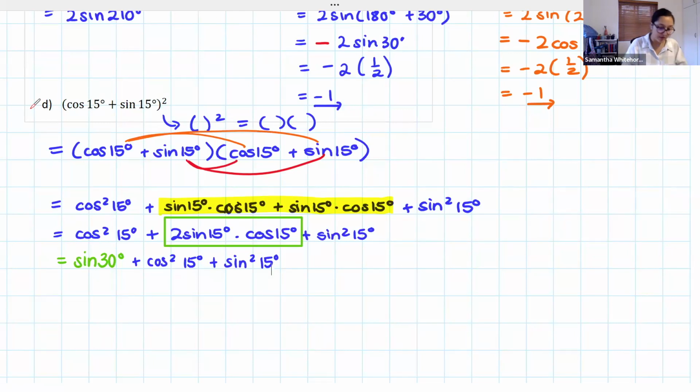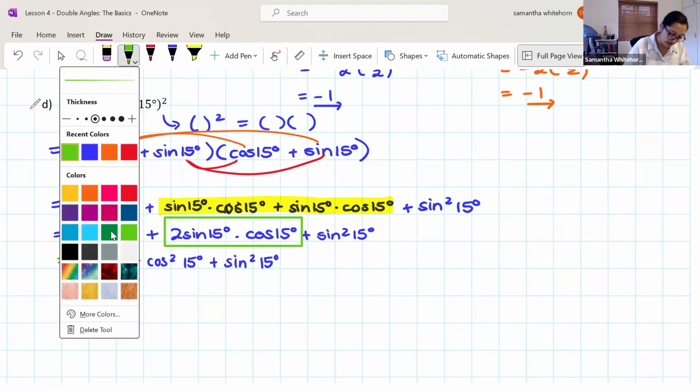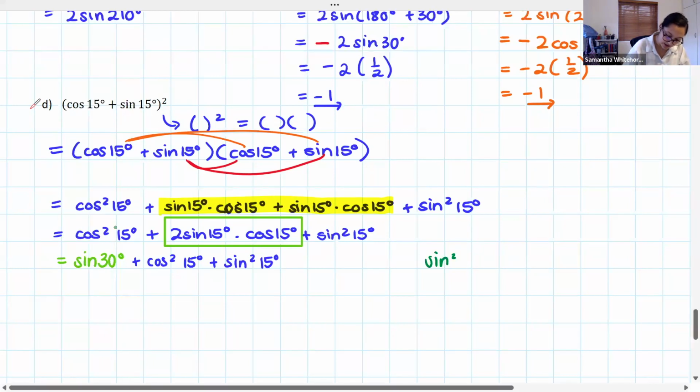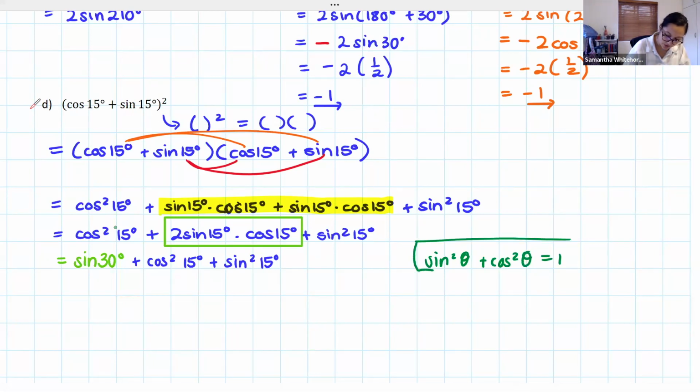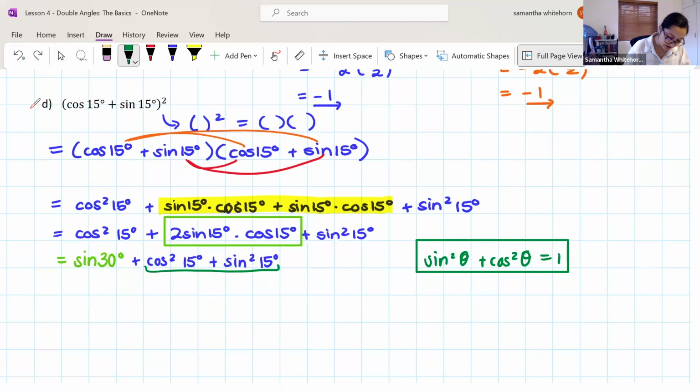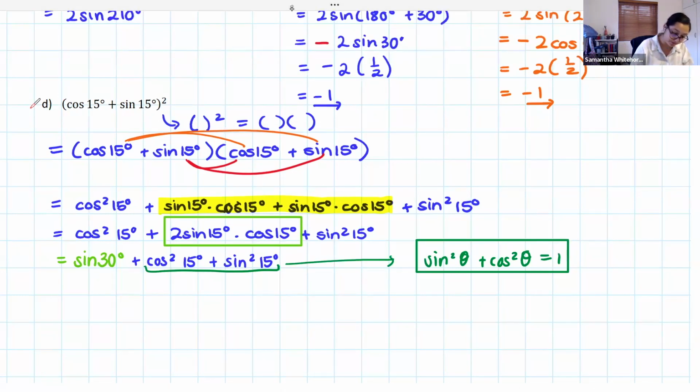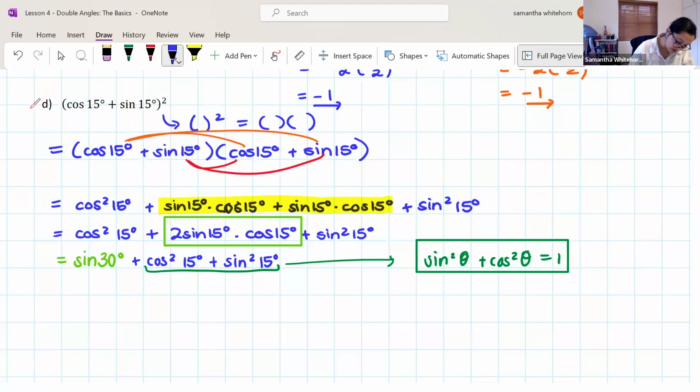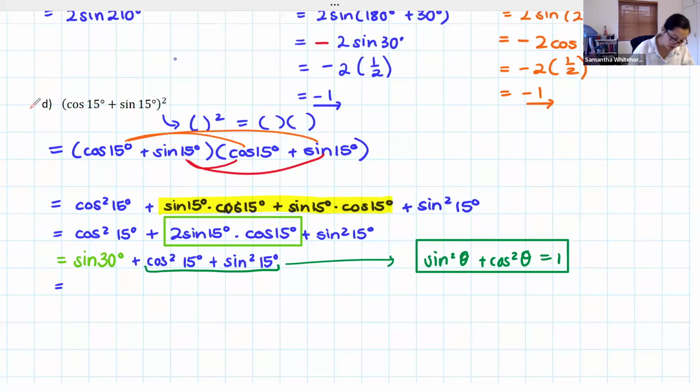Exactly, guys. So remember your identity from grade 10, the fact that sine squared theta plus cos squared theta is equal to 1. You can't forget about those identities that we learned a while back. The tan identity, as you remember, sine over cos is equal to tan. So actually what all of this simplifies down to is sine 30, which we already know is a half, plus 1. A half plus 1, 1.5.